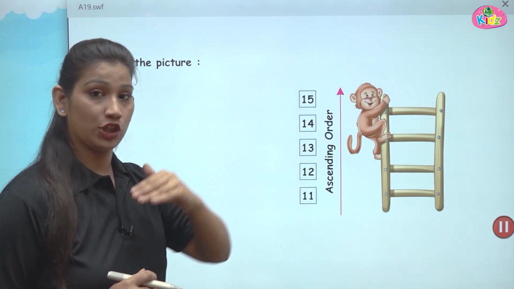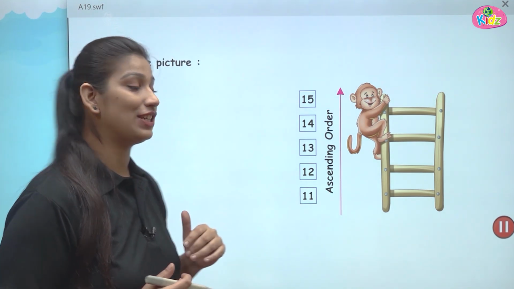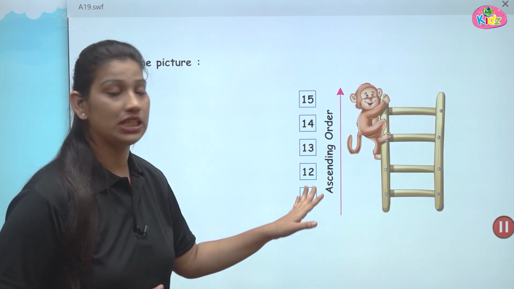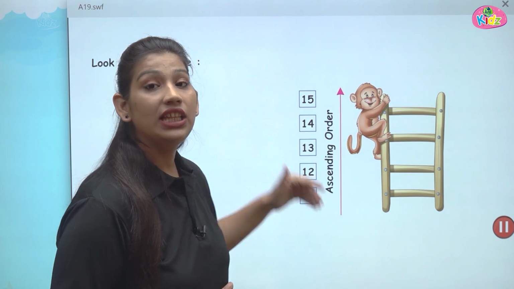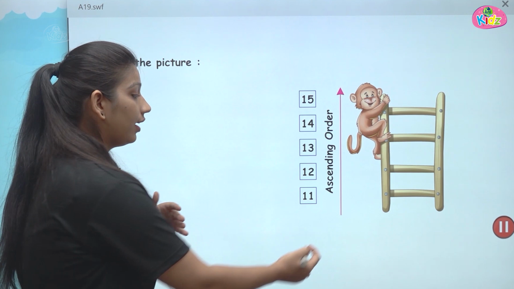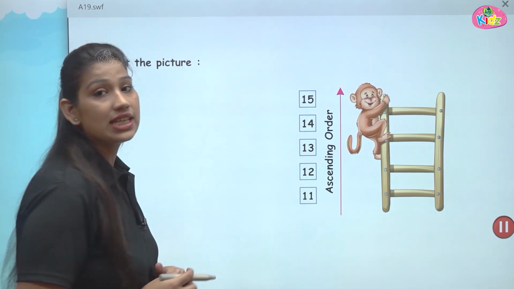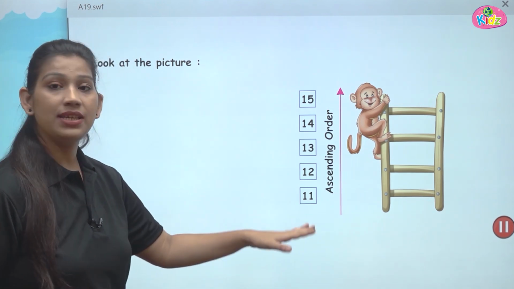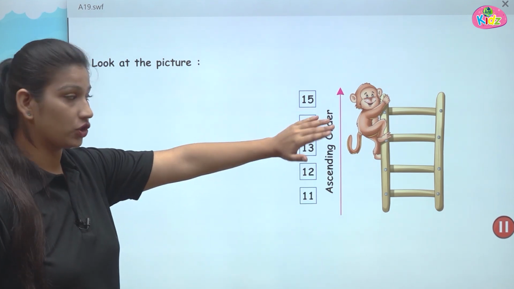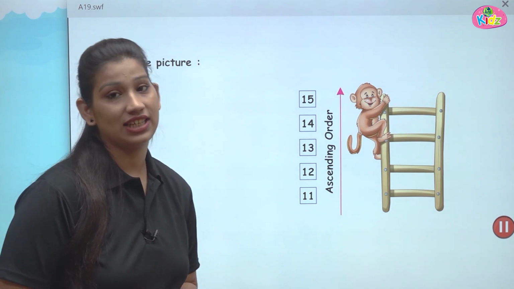नीचे से ऊपर जाना, छोटे नंबर से बड़े नंबर की तरफ jana, that is called as ascending order. Here you can see number like 11, 12, 13, 14, 15. These numbers are increasing one by one. Here is the smallest number, 11 is the smallest number, 15 is the biggest number. This means the order of ascending order. It goes in this direction like the monkey is climbing up the stairs in the ascending order.